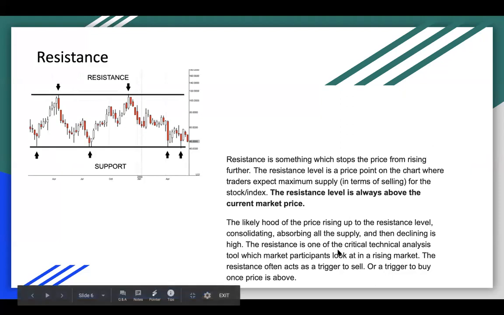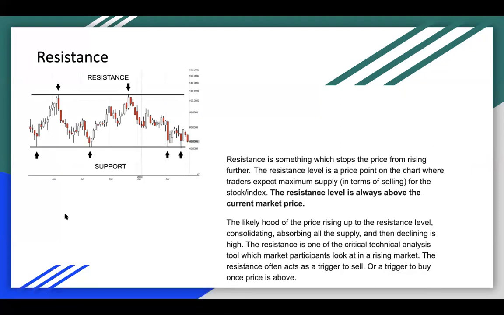Resistance is something that stops the price from rising further. When we trade breakouts, we're trading when the price goes above the resistance level. That's a breakout. If the price was to continue to go up this way, supported by volume or whatever, we would trade the breakout.